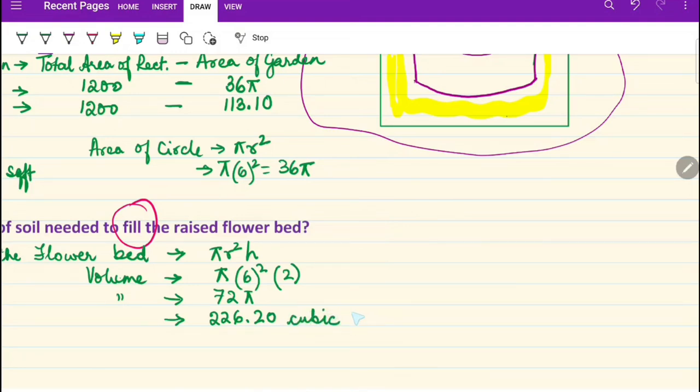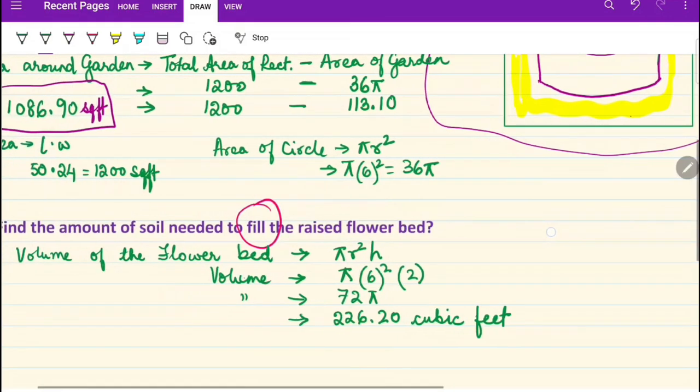All right, so for volume, the units are in cubic feet or cubic units. So if it's in inches, then it's going to be cubic inches. If it's in meters, it will be cubic meters or cubic centimeters. So volume always has cubic in its units. All right, so this is how we are going to answer this question, saying that the amount of soil needed to fill the raised flower bed is 226.20 cubic feet.